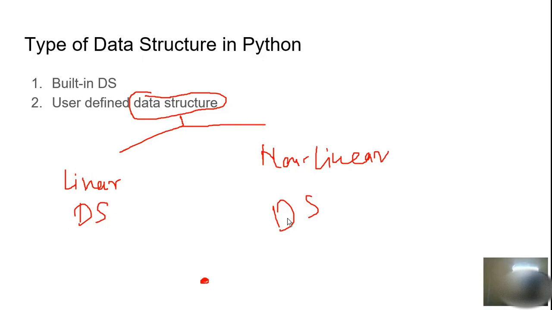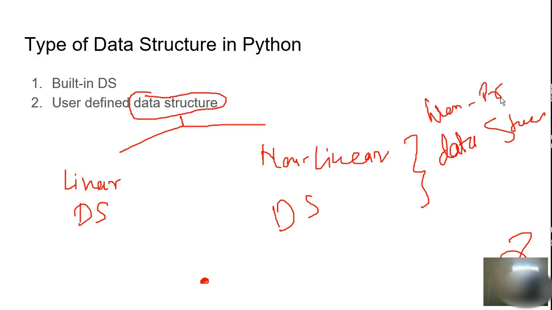Now the linear and non-linear data structures are our non-primitive data structures. These things happen in non-primitive data structure. Okay, and then again let us understand the primitive data structure.